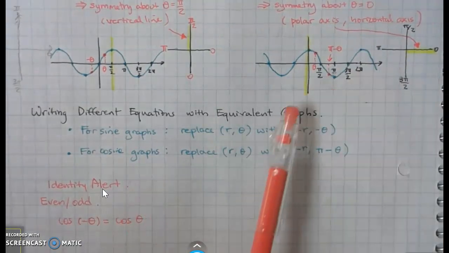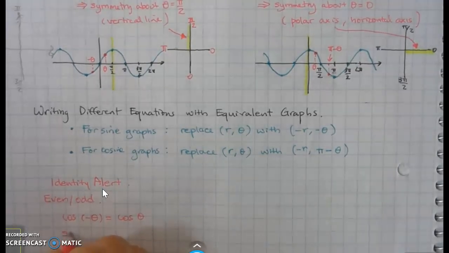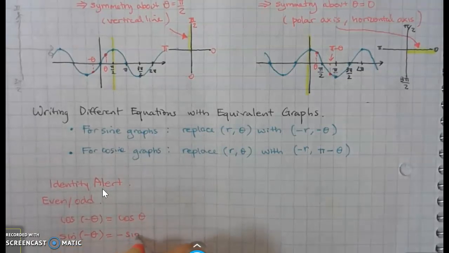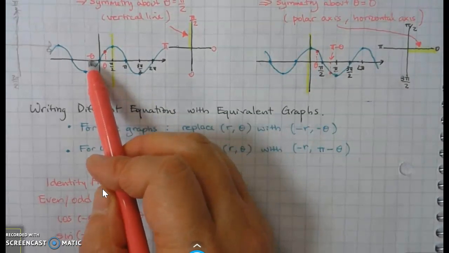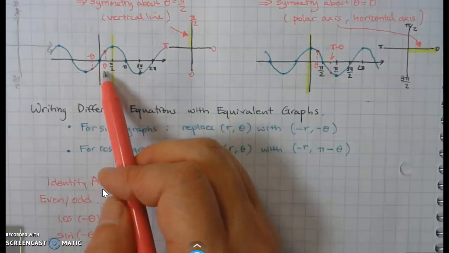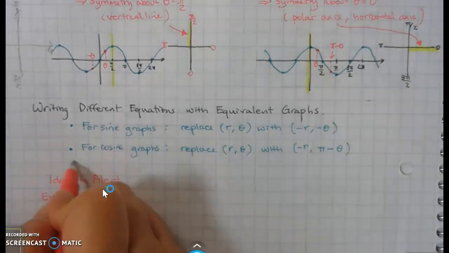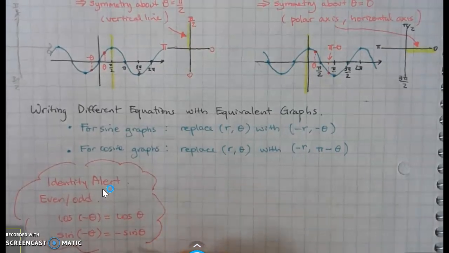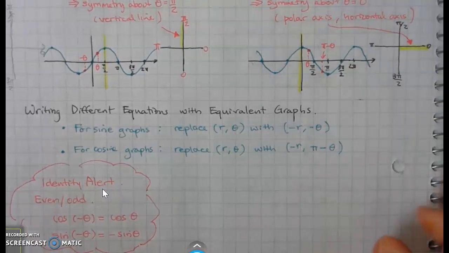So it's a mirror image right there. That's the even and odd identity that comes into play here, as well as the sine of negative theta, which is really the same as negative sine theta. So if I have sine of negative theta, then it's the same as taking the sine of theta but taking the negative value of it. That's the first identity alert that you need to keep in mind when you're solving problems that ask you to find the equivalent equation.